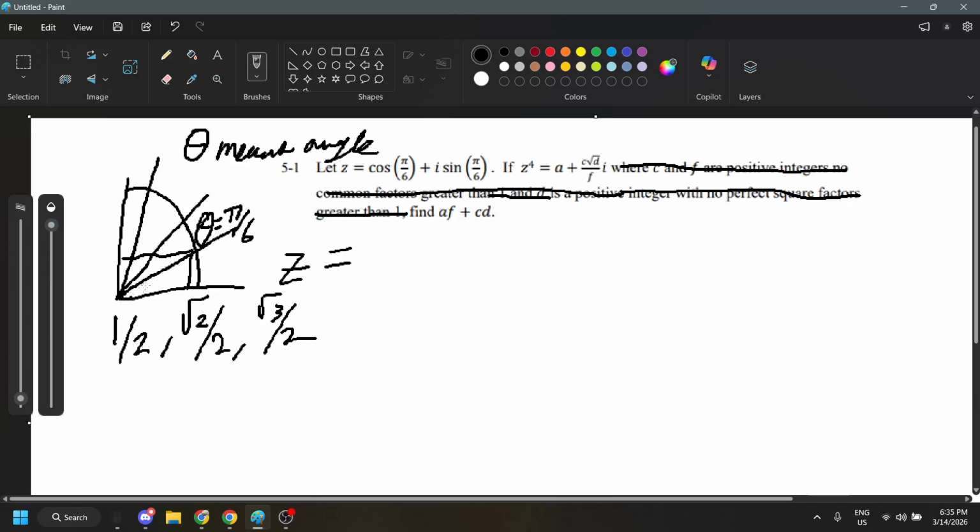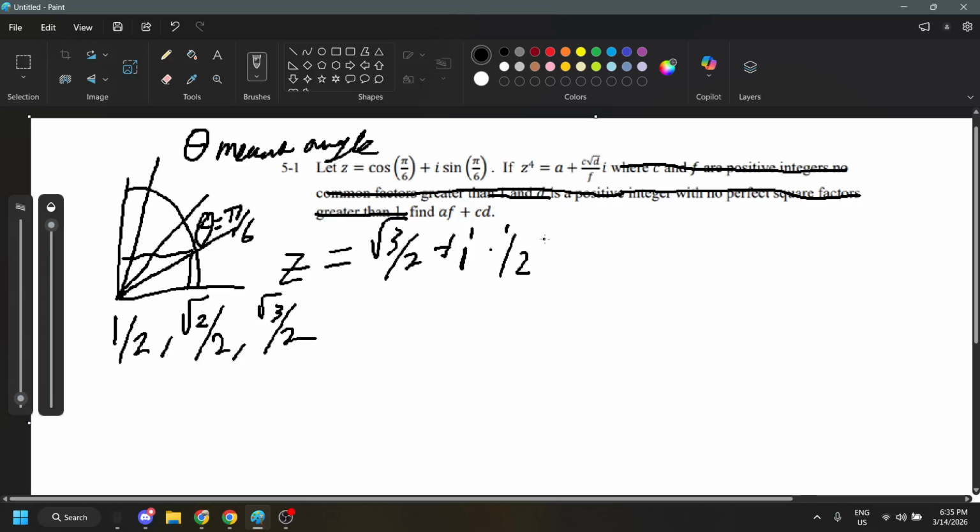So here this angle is pi over 6. Yeah, I remember that. So we see here the x value is large, so we're going to use root 3 over 2, and cosine means x value. So cosine of pi over 6 is equal to root 3 over 2, plus i sine of pi over 6. That is smaller, so we're going to choose the smallest one here, which is 1/2. And sine is the y value, so plus i times 1/2. Okay, so this is what z is equal to. Z is a little complicated.